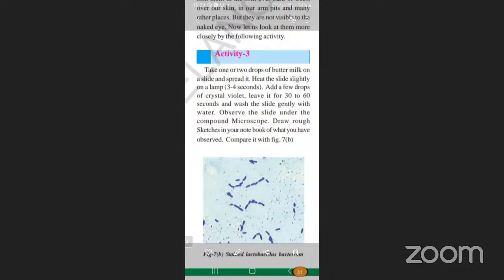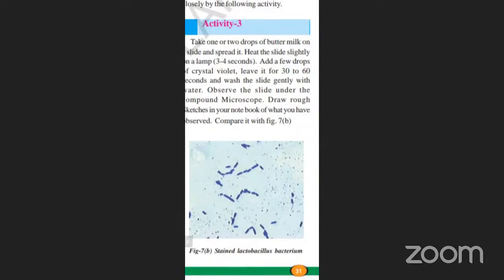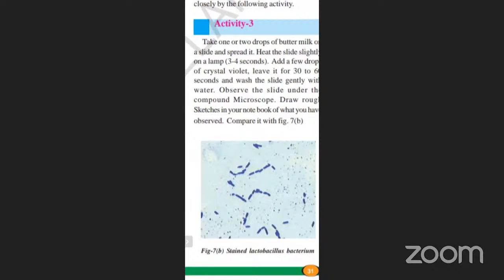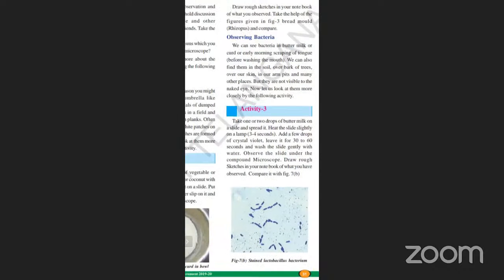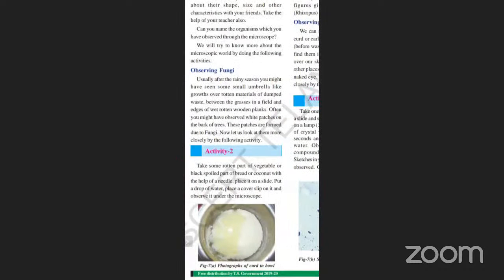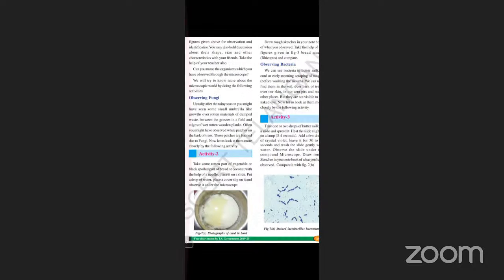Figure number 7b is the microscopic view of lactobacillus bacteria. Here there is already a sample. Then what you have observed under the microscope, you have to sketch as a diagram. Then compare how your view and this one look. You have to compare the diagrams. Figure number 7b. Here is a photograph of curd. Spirals are there, right? If you collect that also, you can observe the microorganisms, right? Let's go to the next slide.